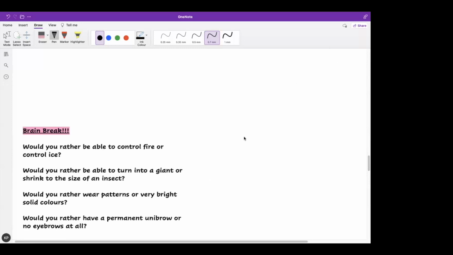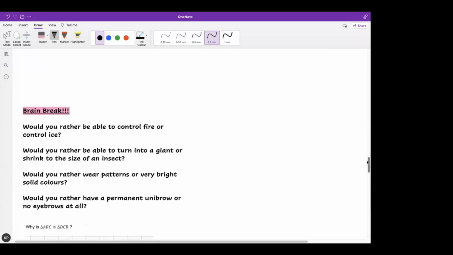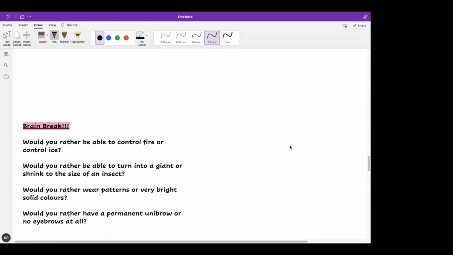Okay, would you rather have a permanent unibrow or no eyebrows at all? Permanent unibrow, no eyebrows at all. She's going through a lot over there. Sandra's like, unibrow.